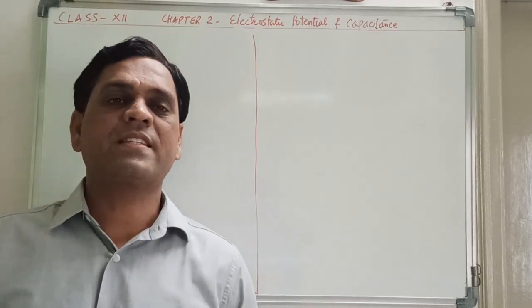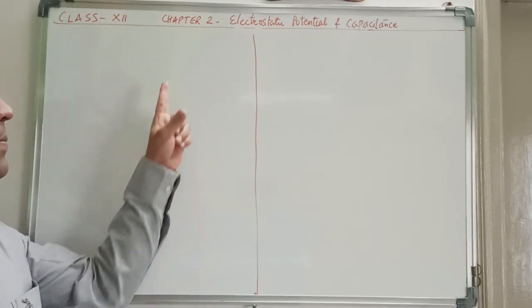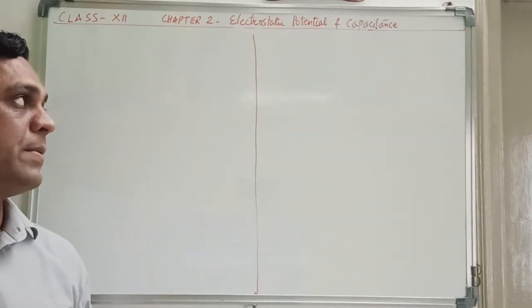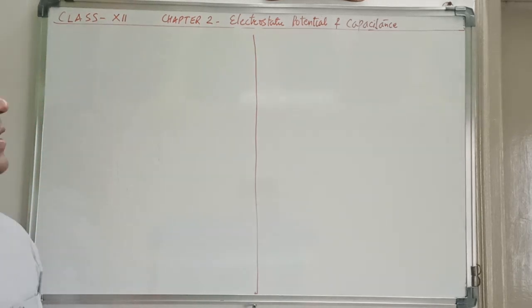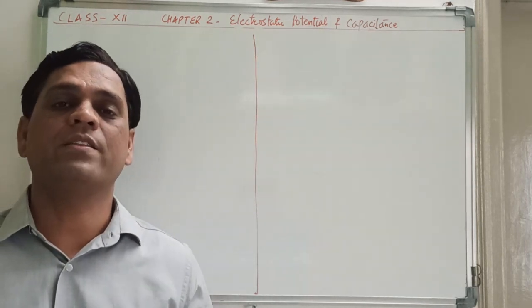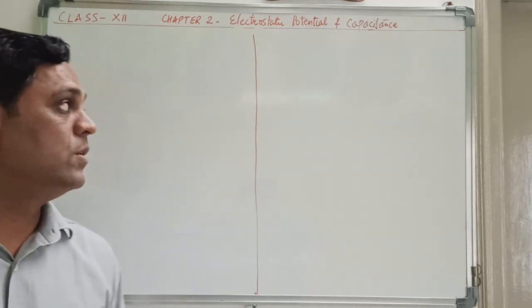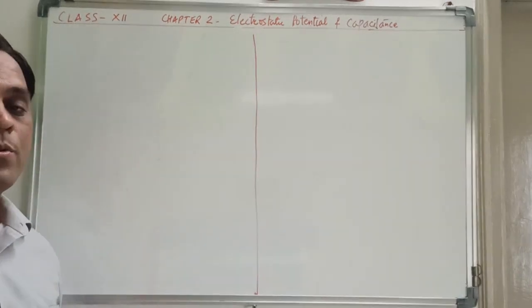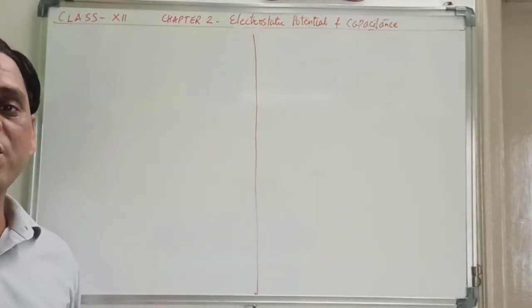So in this class we will start chapter number 2, the first topic of chapter number 2, electric potential and capacitance. Correct? In this chapter we will first define what is electrostatic potential, and later on we will take the other concepts of the chapter also. To define electric potential, we need to first give the concept of electrostatic potential energy difference.